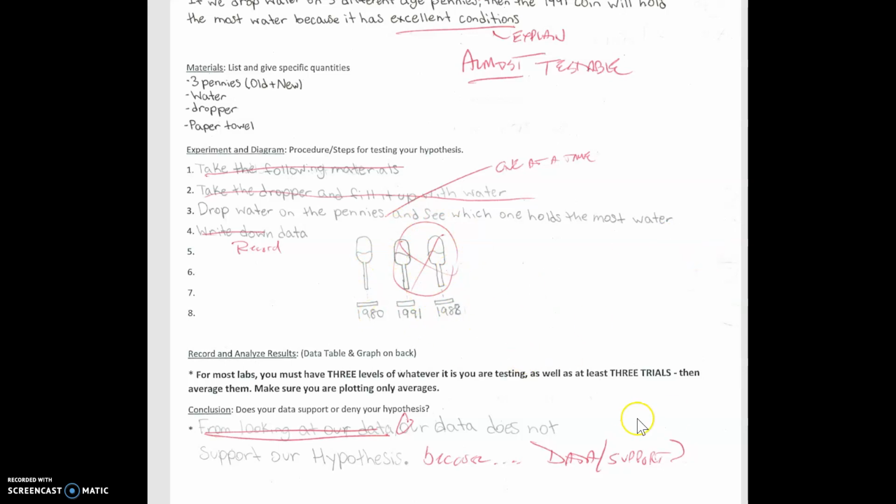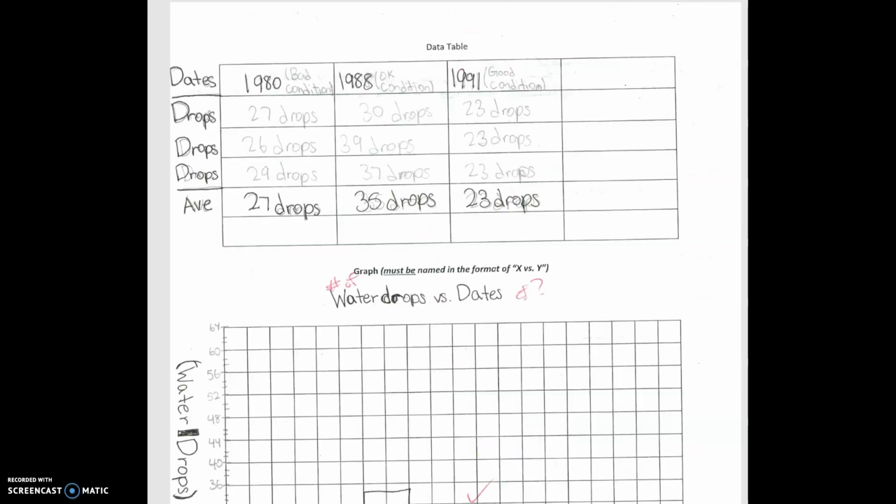I like this diagram, though. Our data does not support our hypothesis. Why? You need to give us some kind of data or support on the bottom here. But, again, this was one of the better ones, so I kind of ran with it. Got a 4 out of 5. This should be more complete, as should the hypothesis.